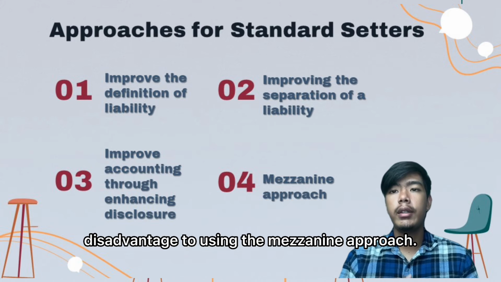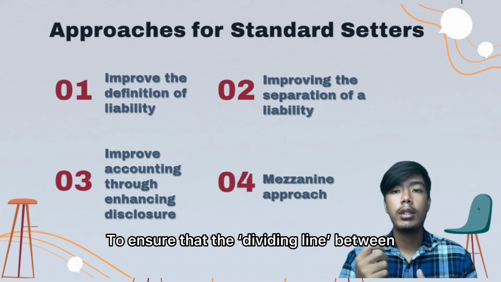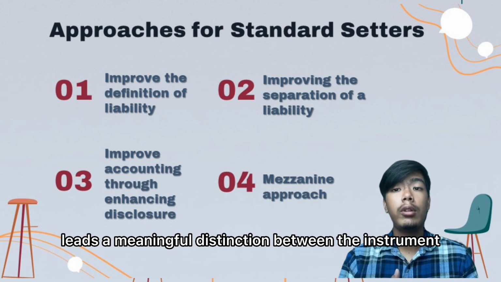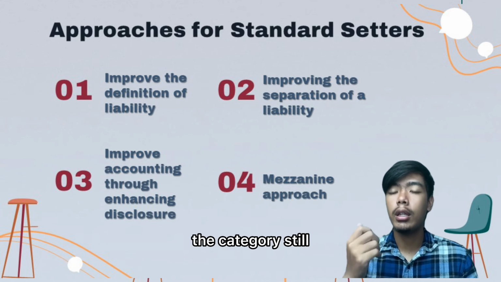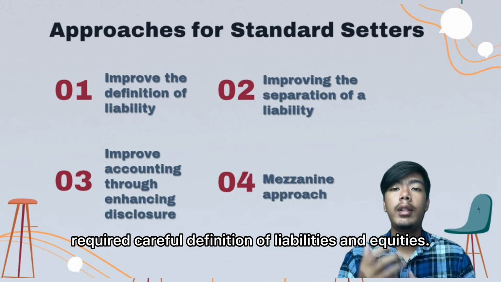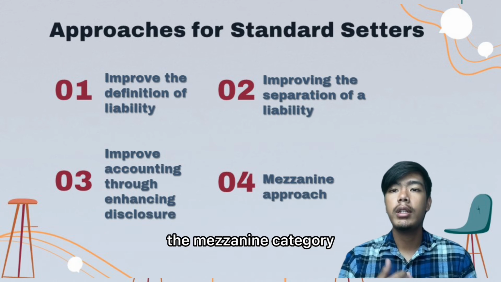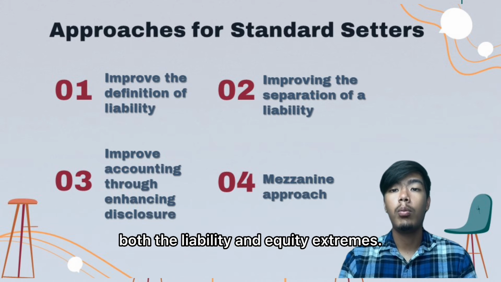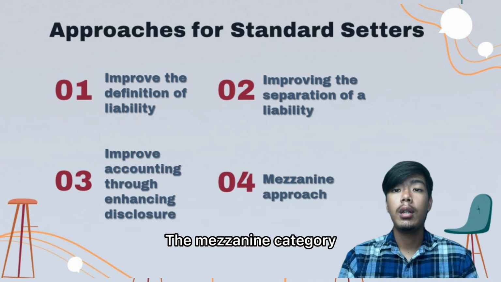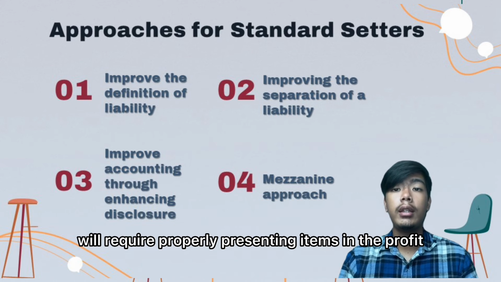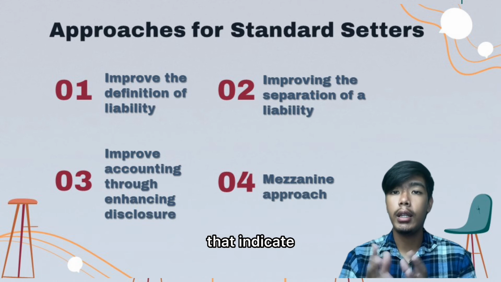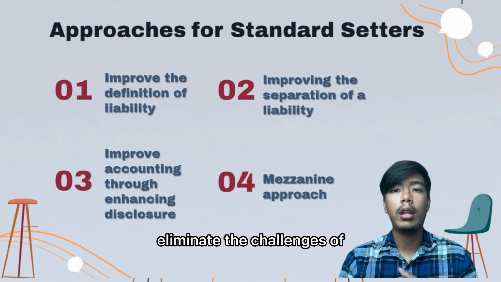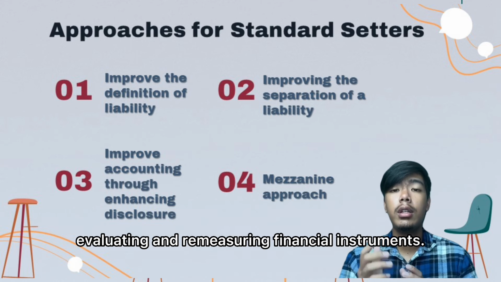However, there are certain disadvantages to using the mezzanine approach. To ensure that the dividing line between liability and mezzanine leads to a meaningful distinction between the instruments in each category, the categories require careful definition of liabilities and equities. Furthermore, the mezzanine category could be broad, including a huge class of instruments that combine elements from both the liability and equity extremes. The mezzanine category will require properly presenting items in the profit and loss statement that indicate interest expense or payment to owners. Overall, the use of a mezzanine category does not eliminate the challenges of evaluating and remeasuring financial instruments.